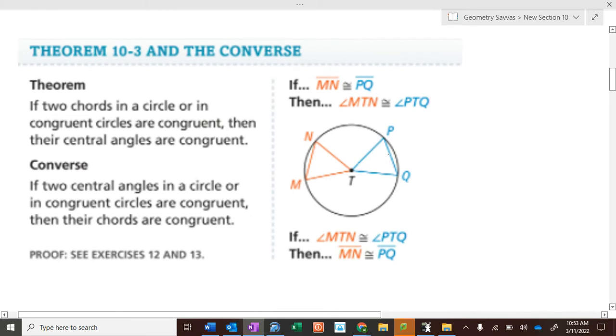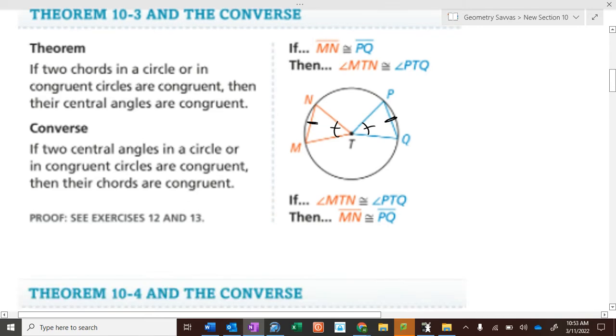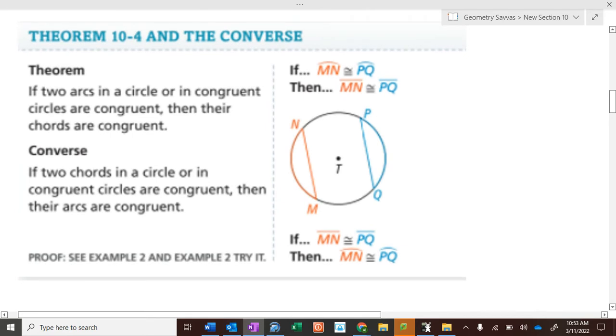If this chord is congruent to this chord, then this angle is congruent to this angle. Okay? Or if we start out with this angle congruent to this angle, then this chord is congruent to this chord. Okay? Converses of each other. And if this chord is congruent to this chord, if they're the same length, then the arc that they intercept is congruent to the arc that they intercept. Or if this arc is congruent to this arc, then this chord has to be congruent to this chord.